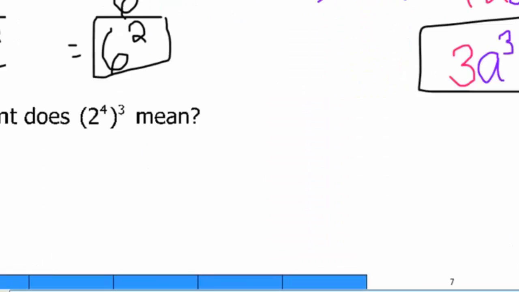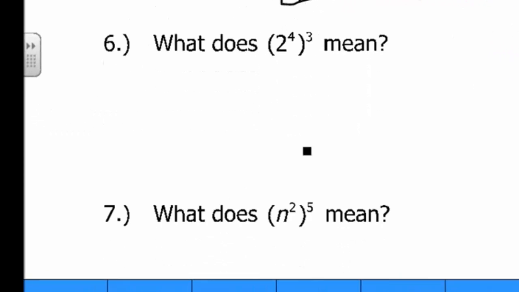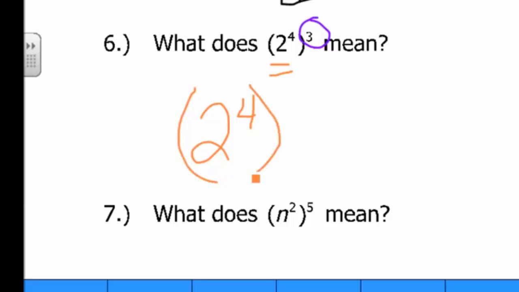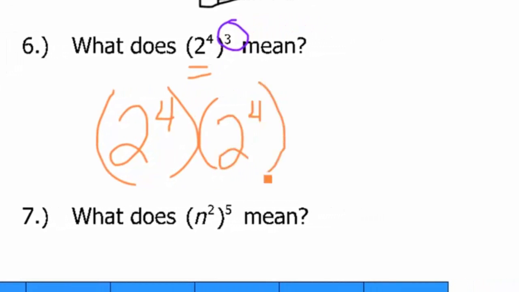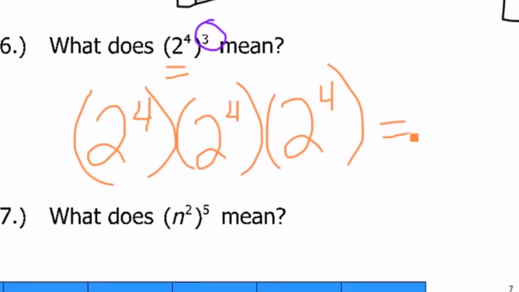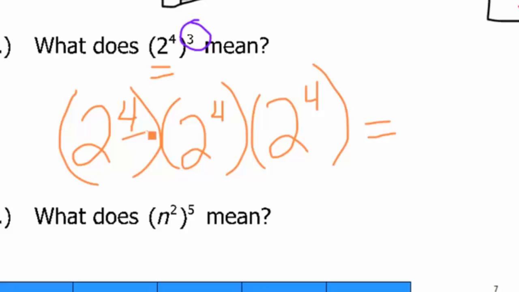All right, so now let's move on to something new. What does 2 to the 4th power all raised to the 3rd power mean? Well, 2 to the 4th power, you know, means it's just 2 times 2 times 2 times 2, right? But if I'm raising it to the 3rd power, it means I'm going to take 2 to the 4th power and multiply it by itself 3 times. So it's going to be 2 to the 4th power times 2 to the 4th power times 2 to the 4th power, which ends up giving me, remember, you can always just add your exponents. So 4 plus 4 plus 4 is 2 to the 12th power.